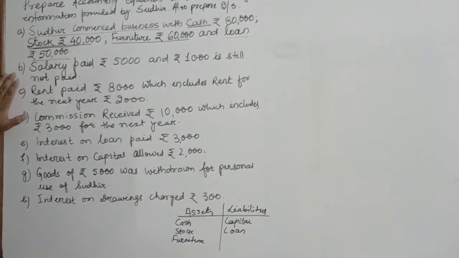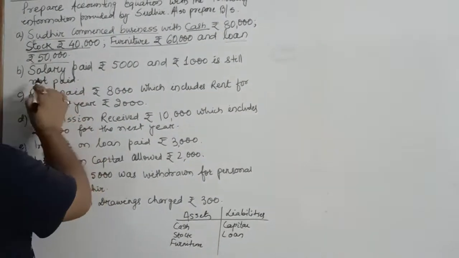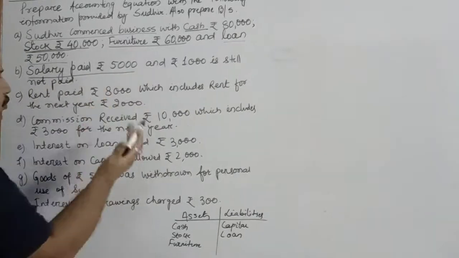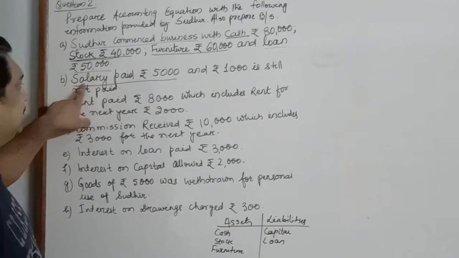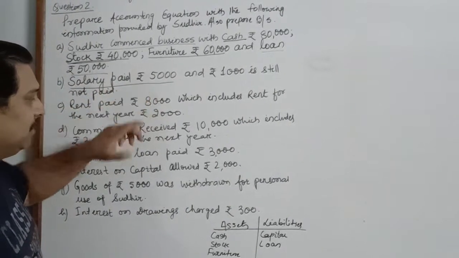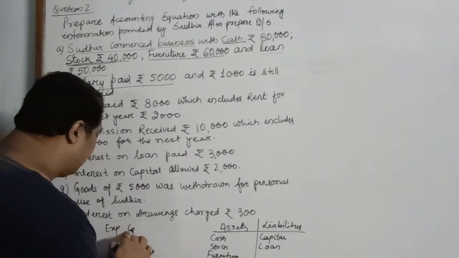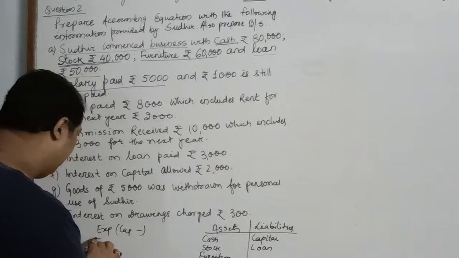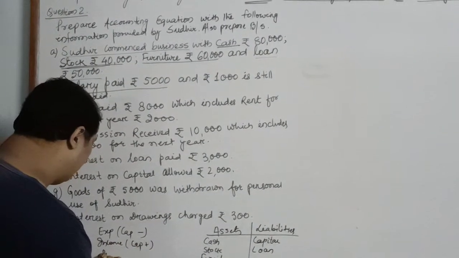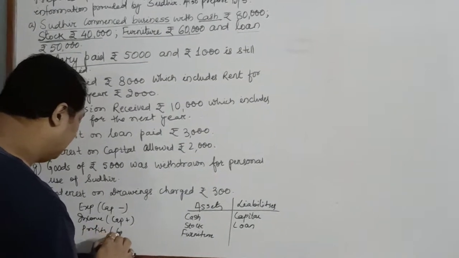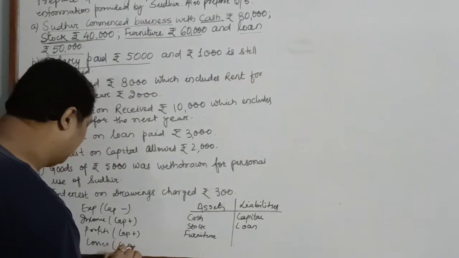Now second part is salary paid rupees 5,000. Now children, this was in our previous video also, so this is very common. Salary is an expense and we are paying cash. So expense, if you remember, I had told you all that expenses will reduce your capital. Incomes or revenues will increase your capital.